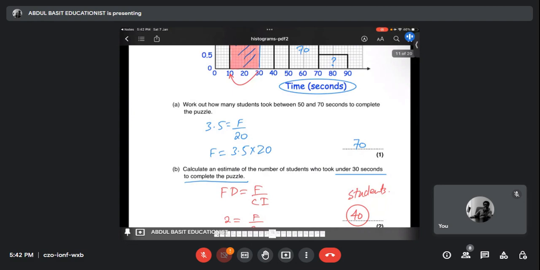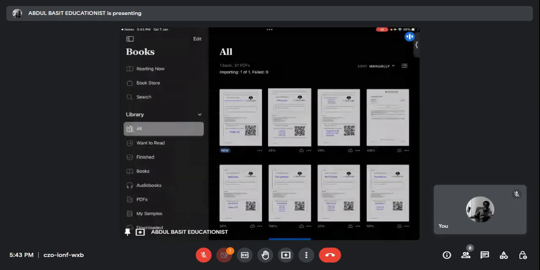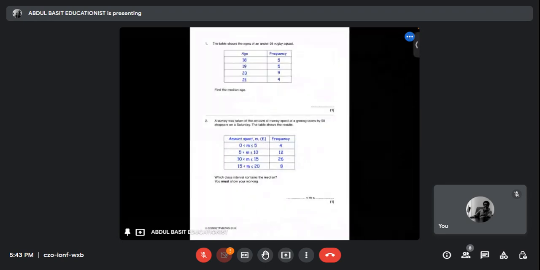Okay. Now it's time to find out mean, median, mode in frequency data.